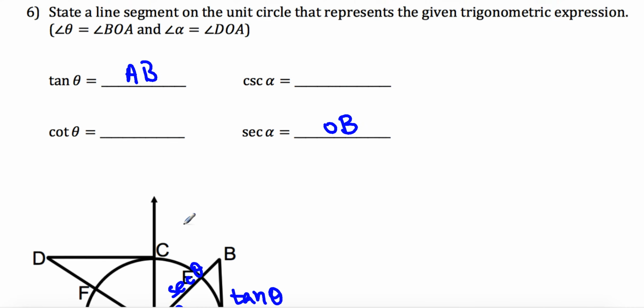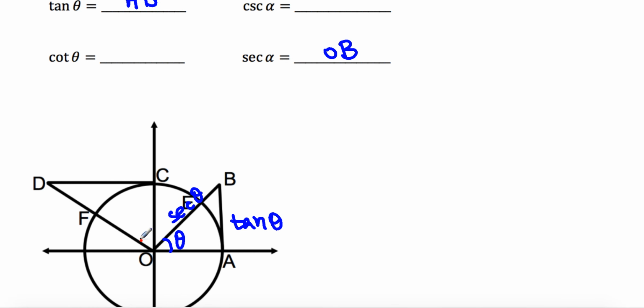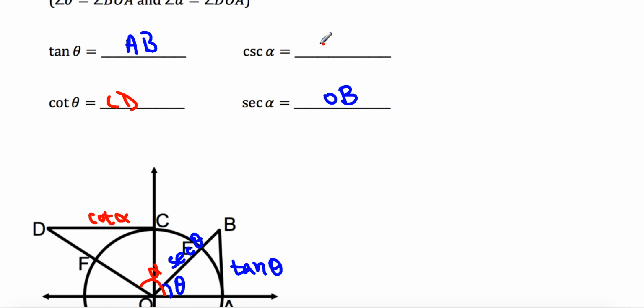Likewise, angle alpha DOA, that would be angle alpha. Now, tangent normally would have been this way, but instead of that we have this horizontal line. That's in fact cotangent. So we can write down CD over here. But what is paired with cotangent? It'll be cosecant. So OD would have been cosecant here.